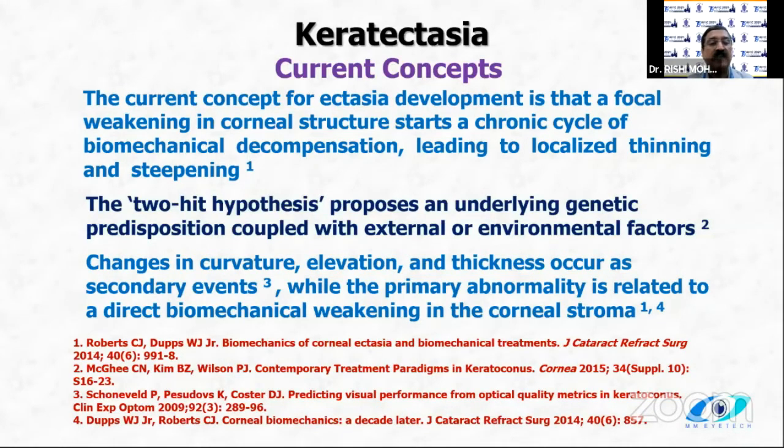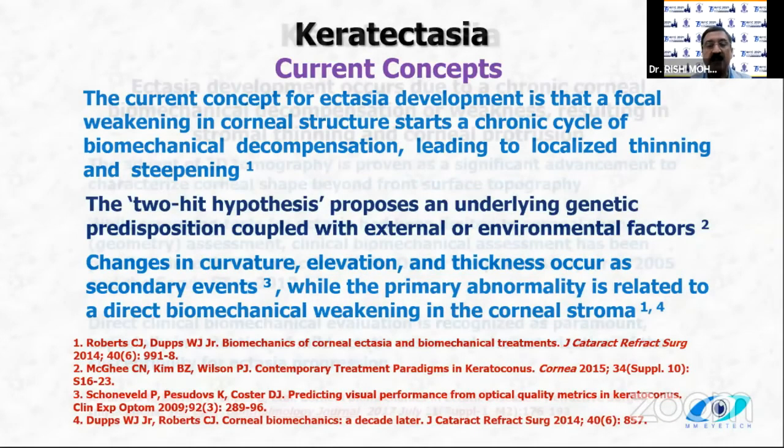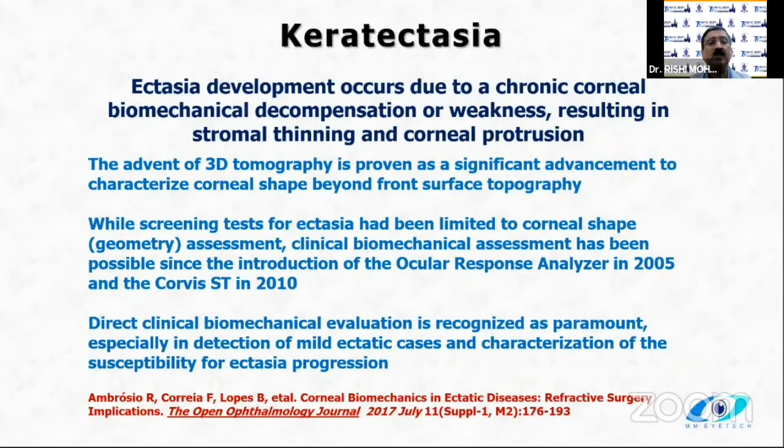Any of these could be the second hit that has made that underlying genetic predisposition worse and made it become manifest. So the changes in curvature, elevation, and thickness, which we can see on the Pentacams and the OCTs and the other devices, are essentially secondary elements, while the primary abnormality is related to the direct biomechanical weakening. So it comes as a bit of a surprise as to why biomechanics hasn't taken the forefront in ectasia detection. Ectasia development occurs due to a chronic corneal biomechanical decompensation or weakness, resulting in stromal thinning and corneal protrusion.